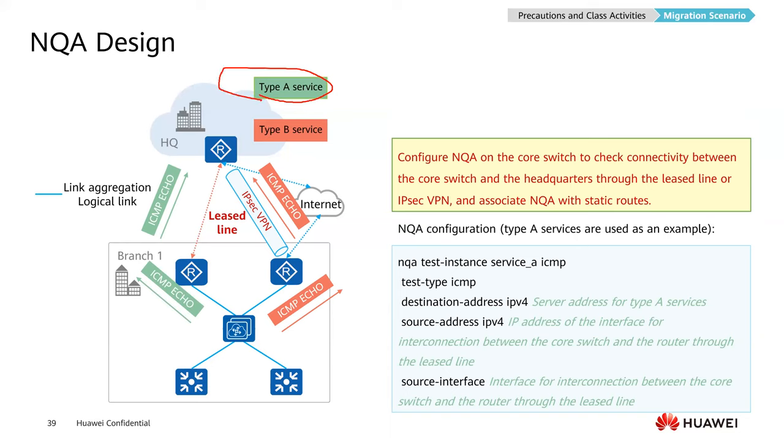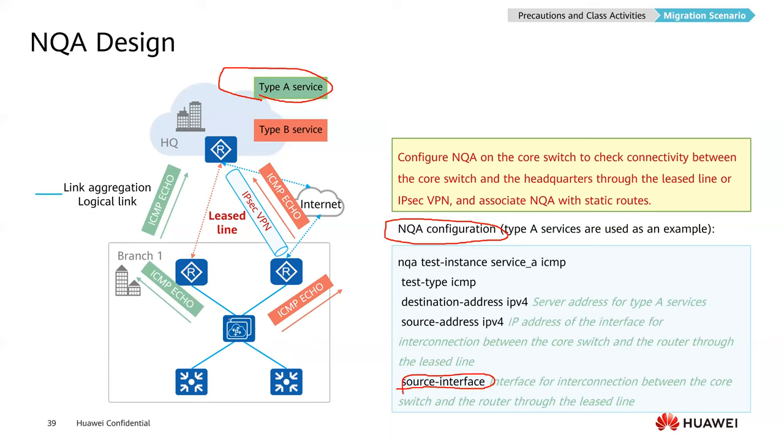We just assume we have two types of service, type A and type B. On the core switches, we will use NQA to test the connectivity for the type A service and type B service. And you will find that the NQA configurations will be like this. We can specify the source interface.